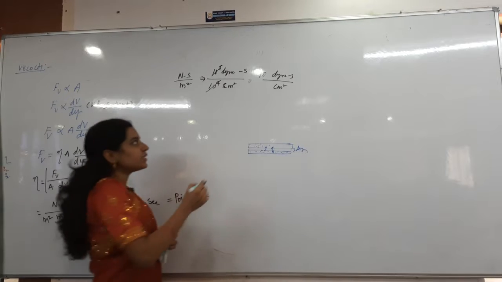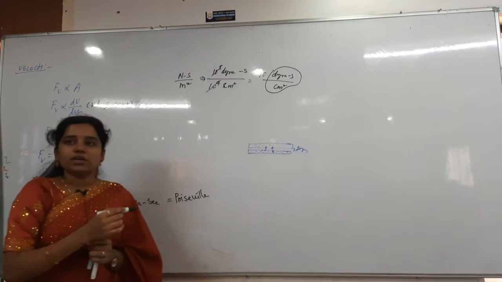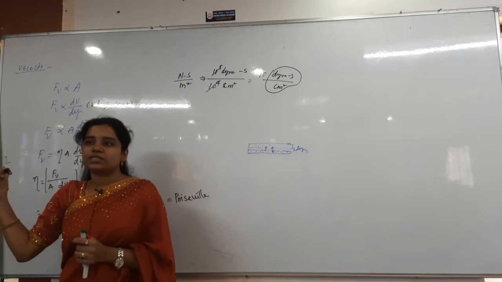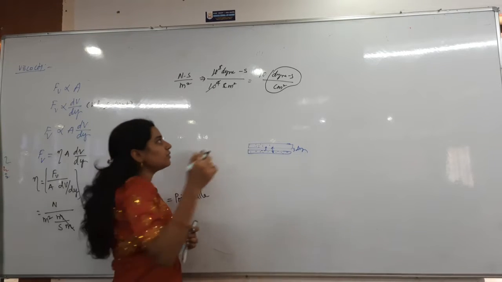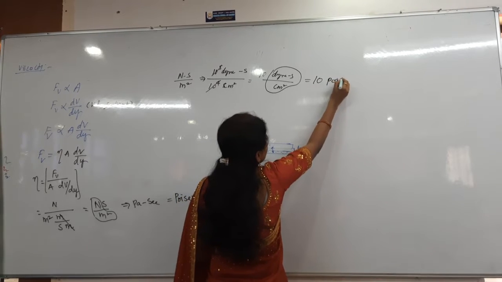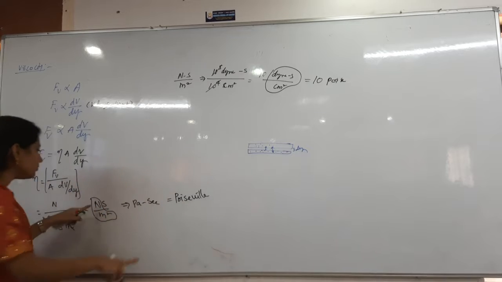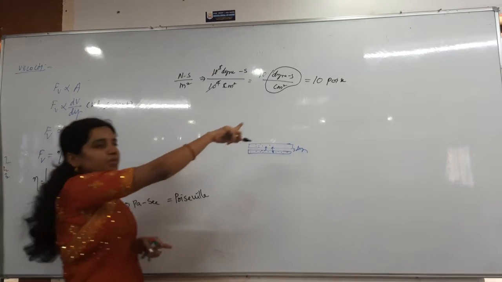So this dyne second per centimeter square is again the CGS unit of what is that? We got the coefficient of viscosity here. So the CGS unit of viscosity is what? That is 10, we call it poise. So here, 1 Poiseuille is how much we got? 1 Poiseuille is equal to how many poise we got?